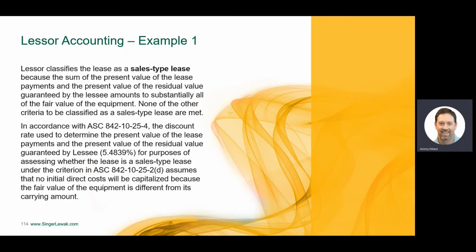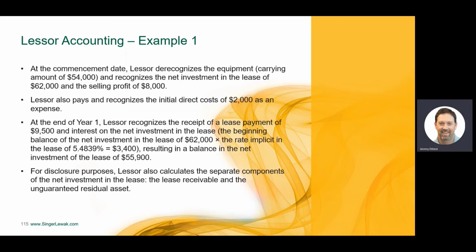The lessor should treat this as a sales type lease because there's a profit of $8,000 on the lease. As a reminder, the lessor needs to use the implicit rate when calculating the present value, and the initial direct costs are not included in those calculations. So on day one of the lease, the lessor removes the equipment from its books and recognizes the lease investment.